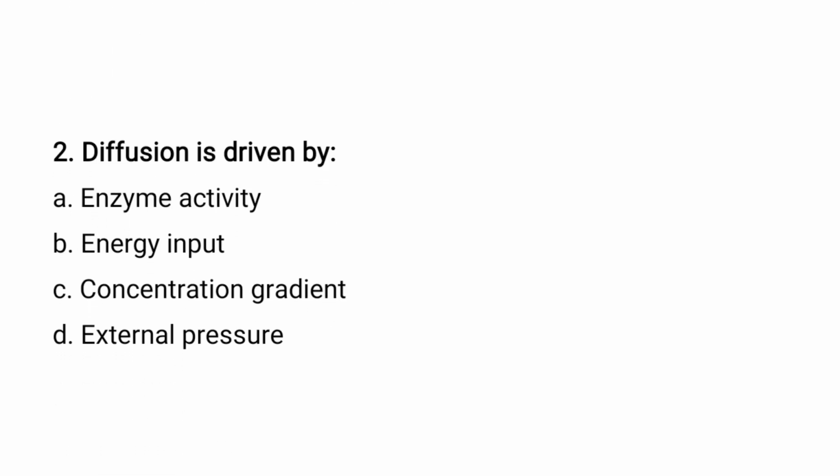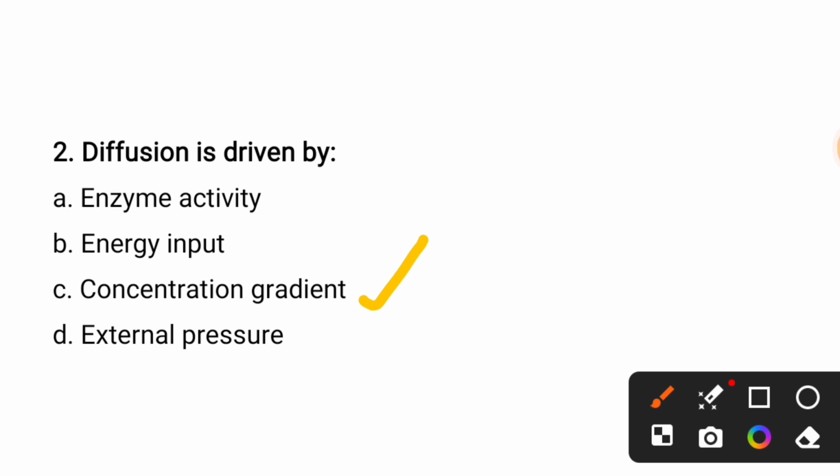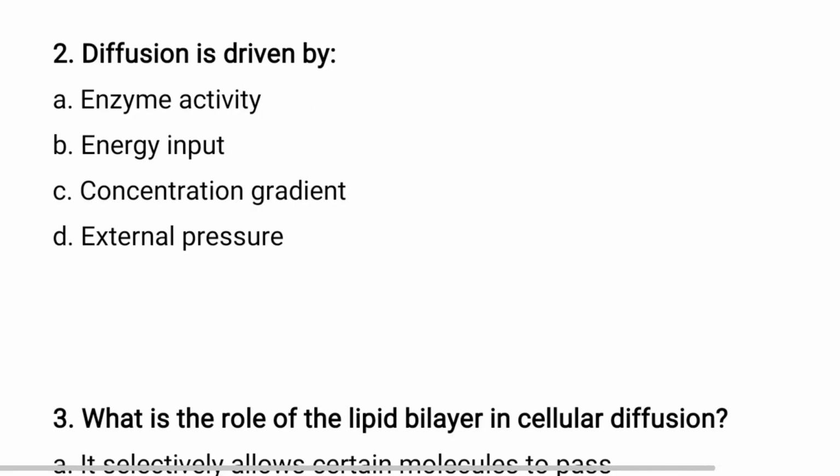Diffusion is driven by: enzyme activity, energy input, concentration gradient, external pressure. So the correct answer is concentration gradient. Diffusion involves the movement of molecules from the higher concentration to the lower concentration, so it is dependent on the concentration gradient. Let's see the next question.